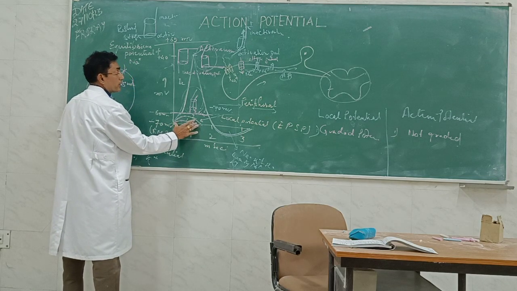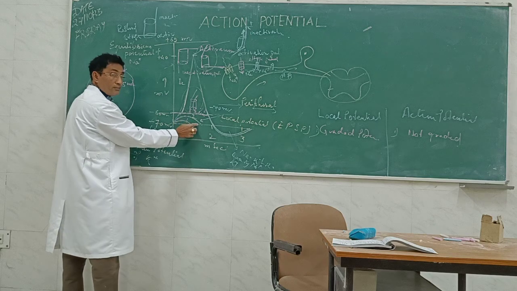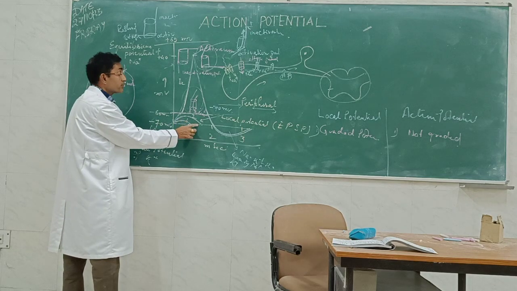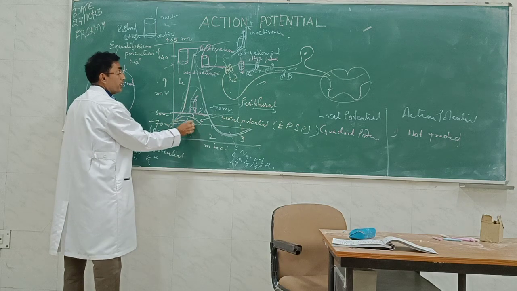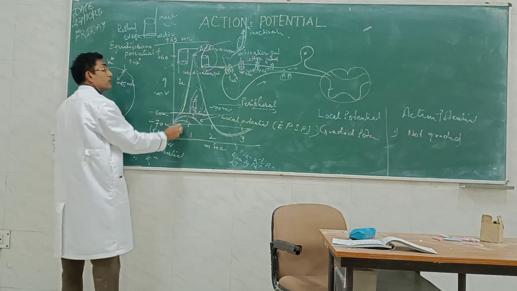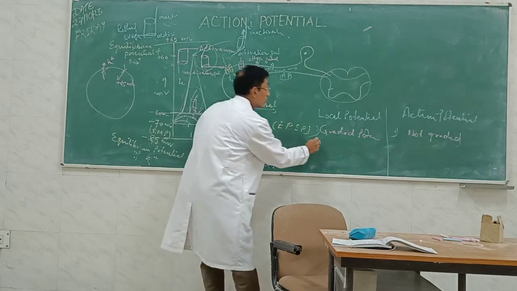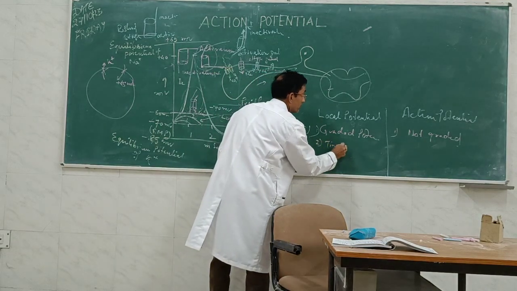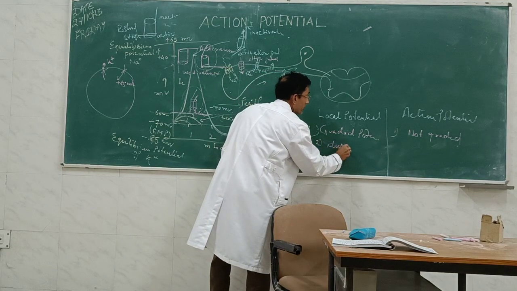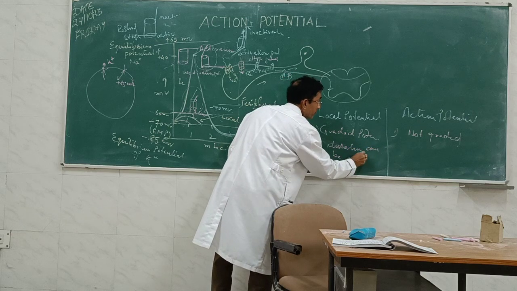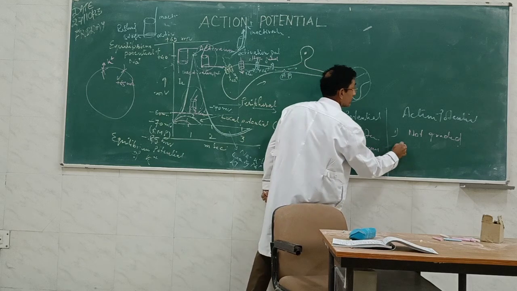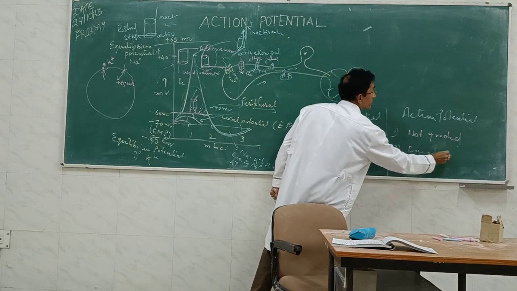Then the time, here the time is different. Total time can also vary according to the nature of the stimulus. The amplitude can vary, the time can vary, but in action potential the time will remain constant. So the second point is the duration. Duration here can be altered, but in action potential the duration remains the same.